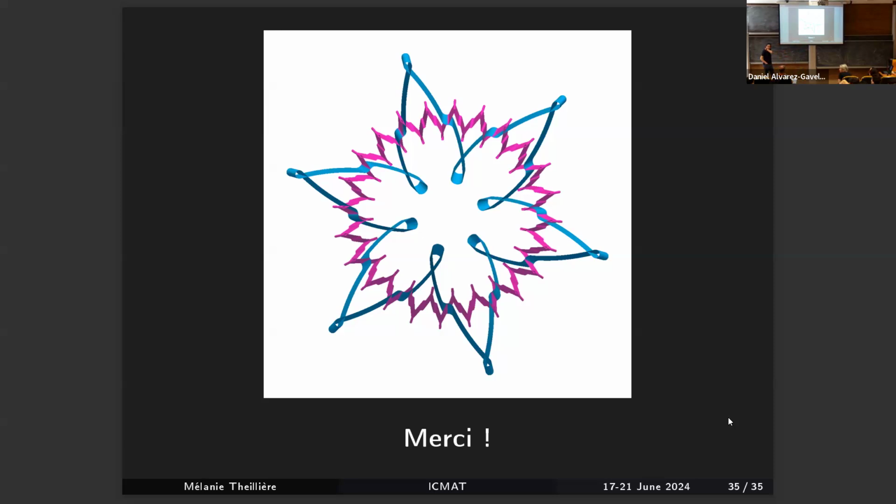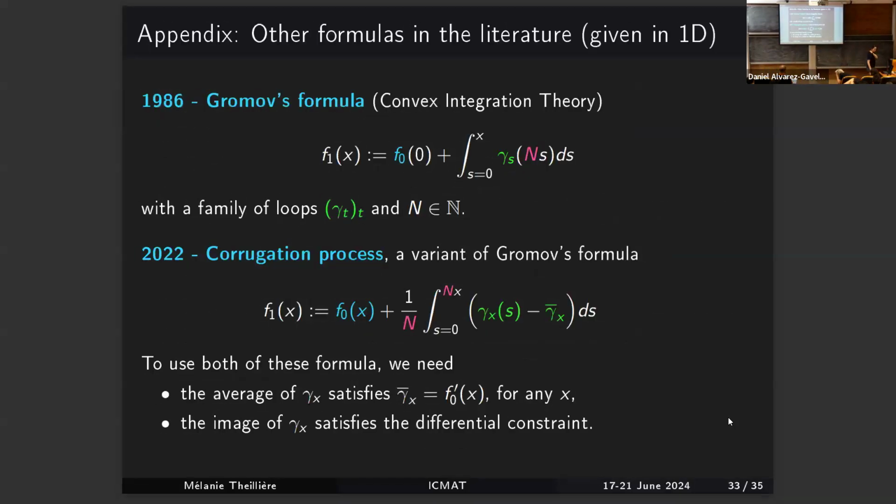But I think it was the slide just before this. You said both formulas, the convex integration and the corrugation process, needed to satisfy the same constraint. So I don't see a gamma x in the Gromov formula. Is it the average, I guess, of gamma? The second formula has a gamma x. The first formula, no gamma x.